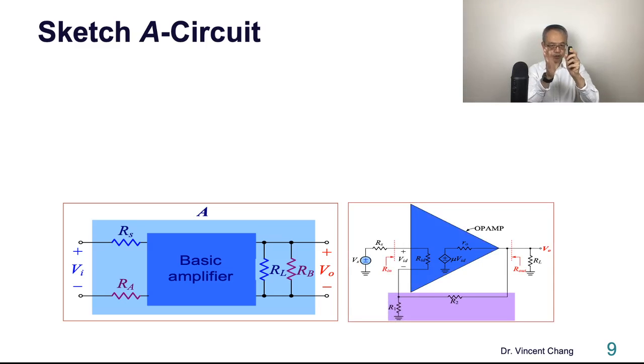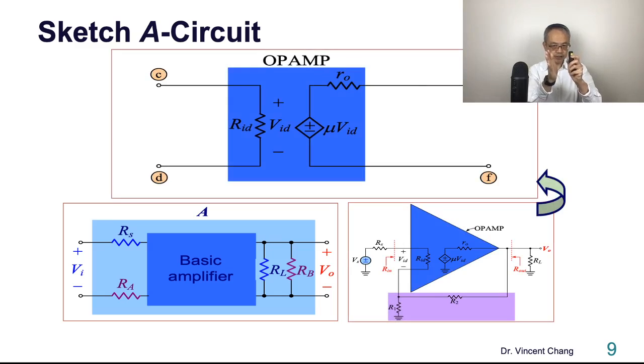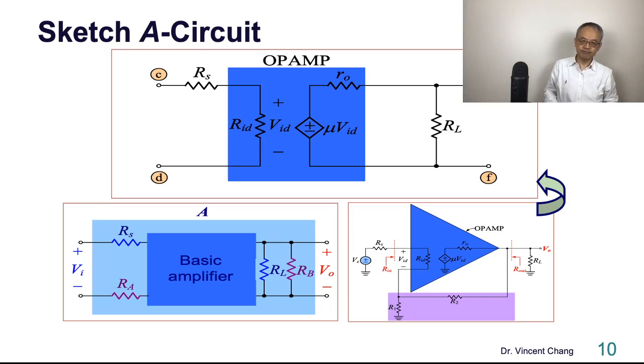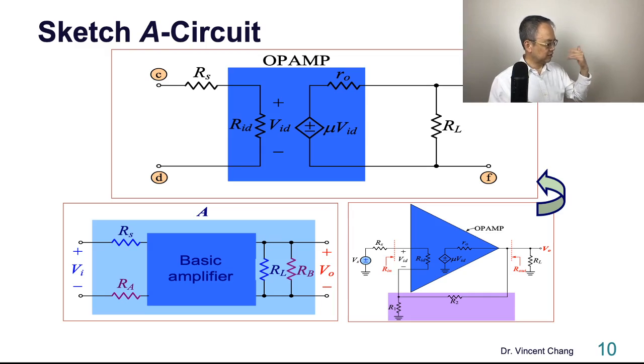Don't touch the basic amplifier, just duplicate the basic amplifier. RID, mu, and the lowercase RO. Then what? Call in the RS. Come on in. And then call in RL. Come on in. Then what?